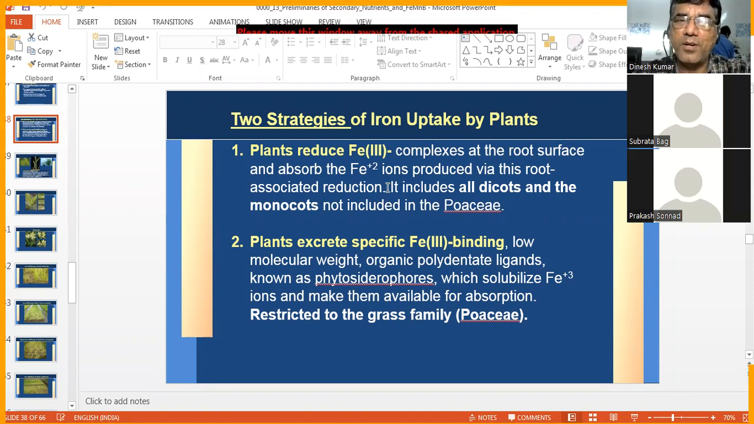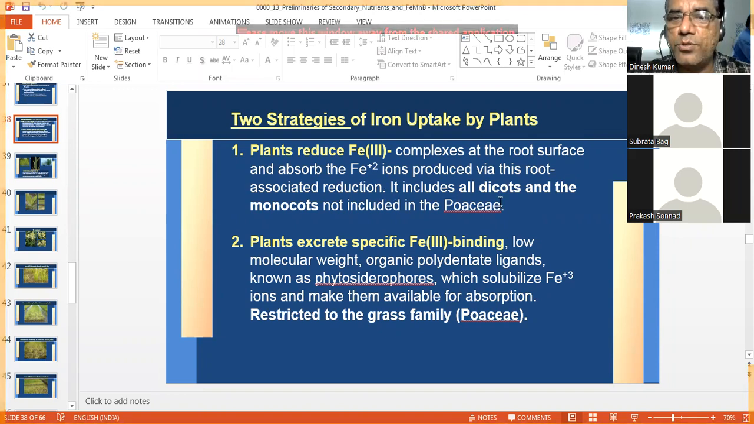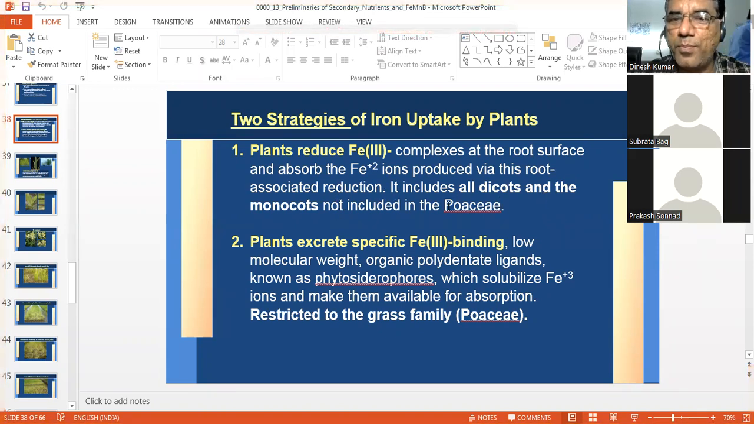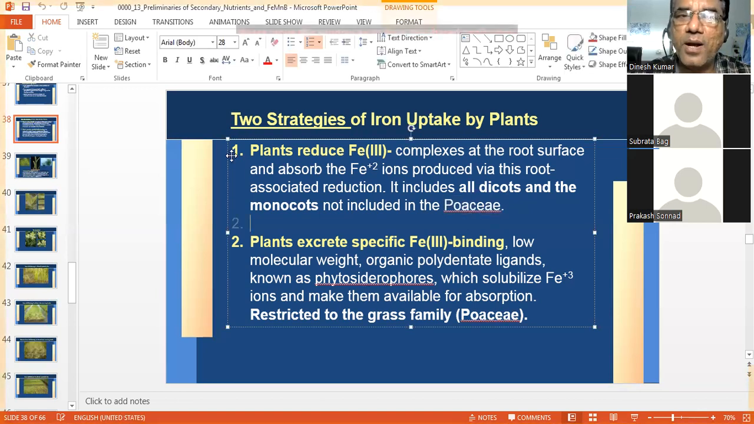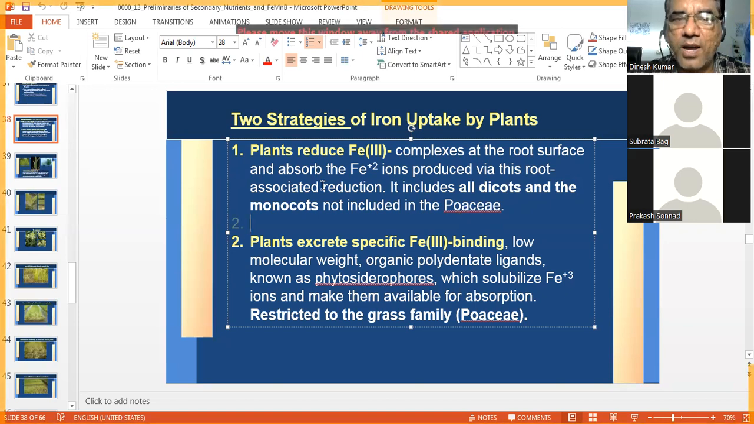They may release some hydrogen and that can reduce the ferric to ferrous. So it complexes at the root surface and absorbs the ferrous ion produced by this root-associated reduction. It includes all dicots and the monocots not included in the Poaceae. So the majority of plants use this kind of pathway to take up iron.